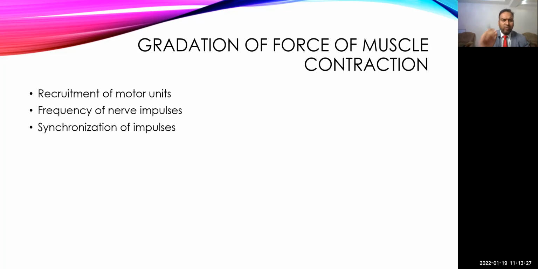Second thing, at what frequency the impulses are coming, and that will generate tetanization in the muscles, and that will produce the force of contraction. So the higher the frequency, more tetanization and more force of contraction will be generated, and that will also recruit more motor units. So a high frequency impulse will recruit more and more motor units, and will generate tetanization in more motor units, and that will produce more force of contraction.